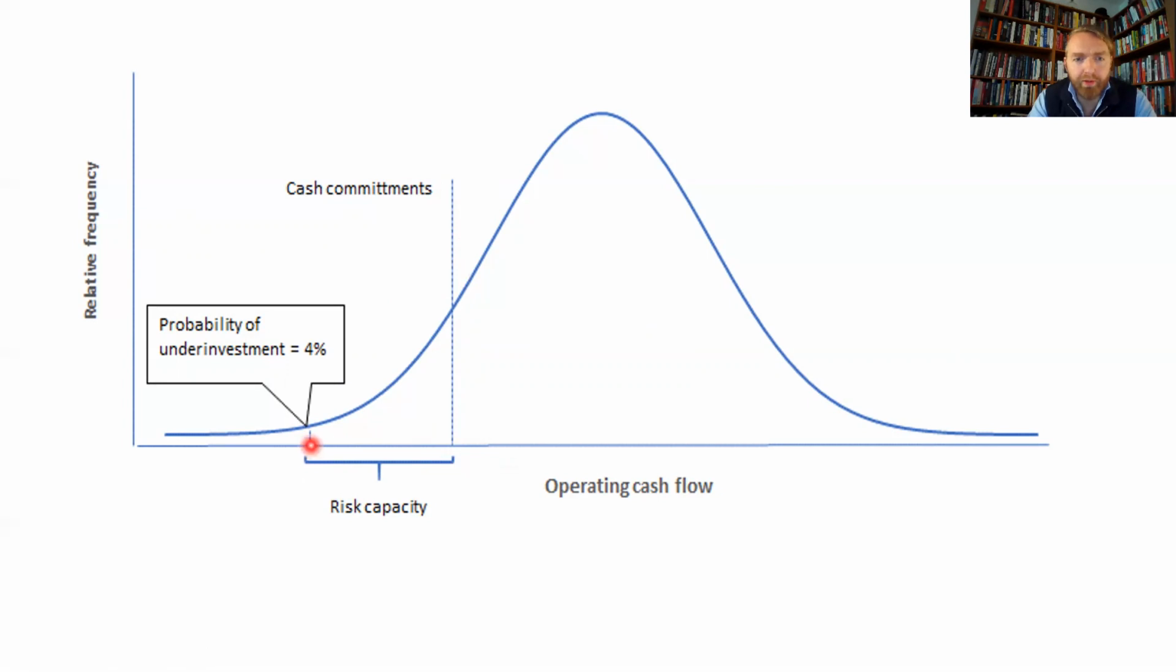To a point when risk capacity is depleted and you can't keep your cash commitments up any longer, meaning that you will scale back. And that is most likely going to be capital expenditure, first in line, so that we can interpret this breach here as an underinvestment. And this probability here, the remaining tail of probability, gives you the probability of underinvestment.